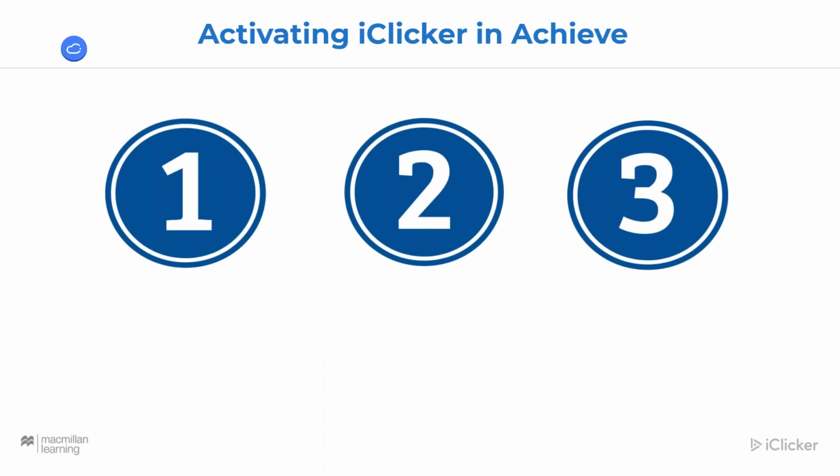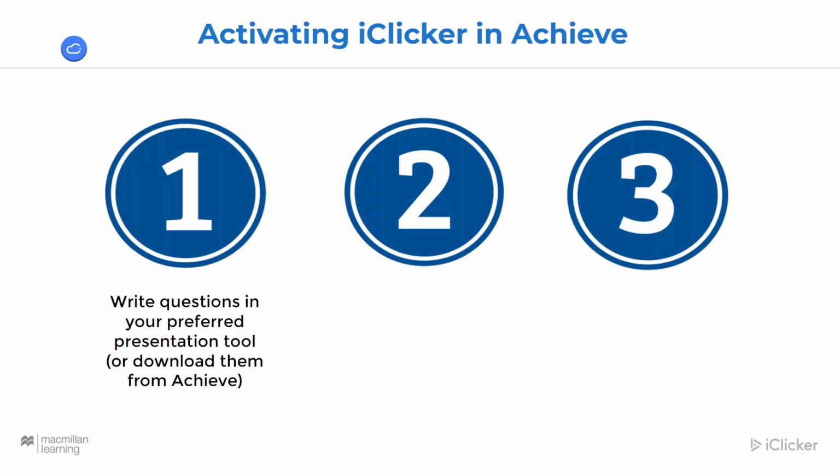So getting your iClicker course going in Achieve is really simple and fast. Everything with iClicker that we've done is with an eye towards simplicity for you and your students. So the first thing that you have to do is have some questions that you want to ask your students, or you can download them from Achieve. Next, you create your iClicker course in Achieve. So all you do is you click on your gradebook. In the upper right corner, there is a little button that says iClicker. You click that button, it walks you through the process. It takes about 3 minutes.